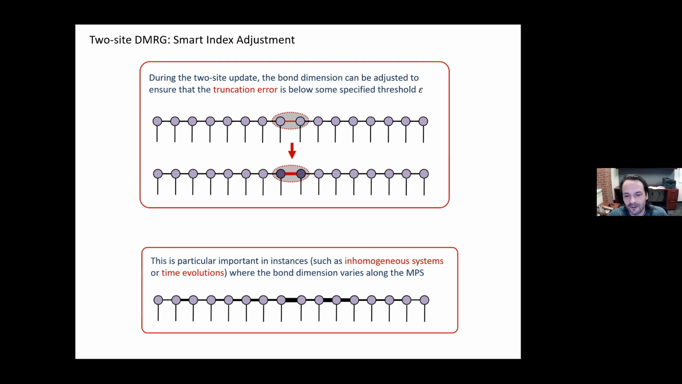So if I'm doing, for instance, an inhomogeneous system, the bond dimension varies, the amount of entanglement varies along the network, so I can automatically choose the minimal bond dimension I need in order to maintain some desired level of accuracy. So having this automation, this smart index adjustment, is super useful.